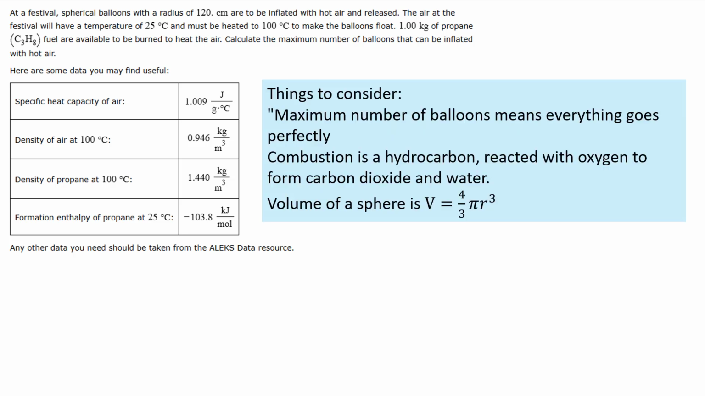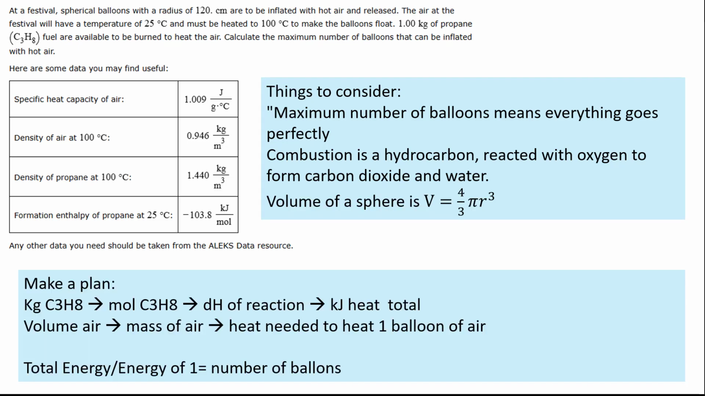All right, now let's take some things to consider here. If we have the maximum number of balloons, that means that everything is going perfectly. So we can go ahead and assume that all the heat gets transferred, nothing gets transferred back out. We're doing perfect world stuff here. Let's also consider that combustion of a hydrocarbon is when we take a hydrocarbon and we react it with oxygen to form carbon dioxide and water. And so we can write this chemical reaction out. We also know what the volume of a sphere is. So since we know all of these sorts of things, let's make a plan.